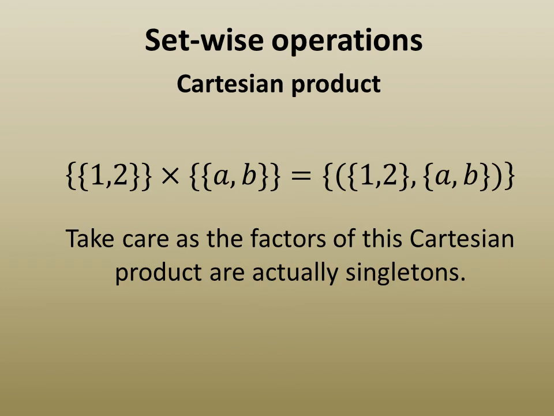In this last example, note that care must be taken with notation, as the factors of this Cartesian product are actually singleton sets, and so the Cartesian product is comprised of a single two-tuple only.